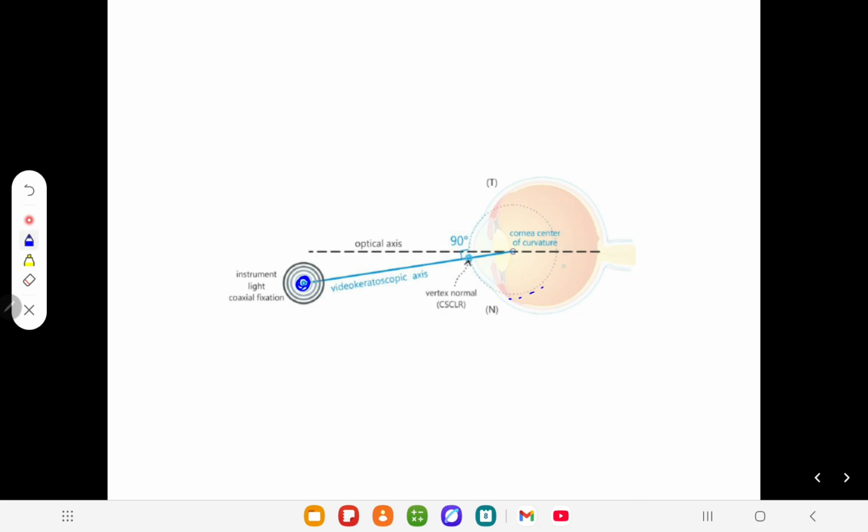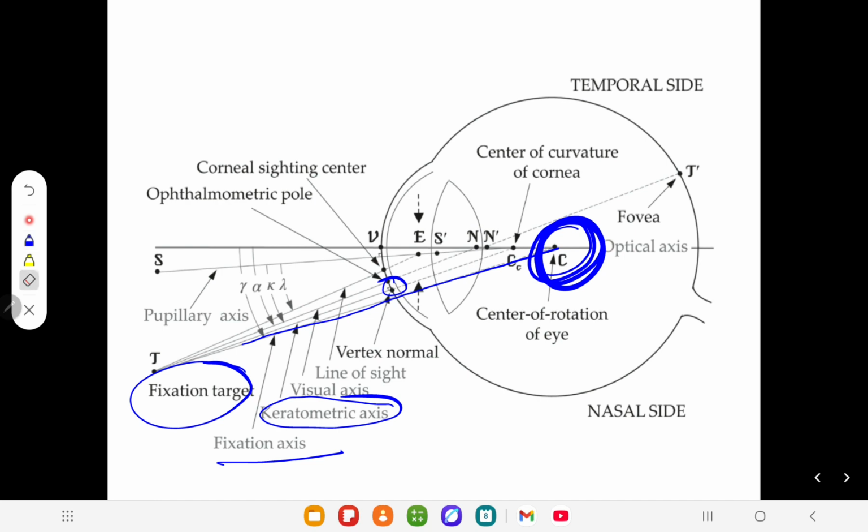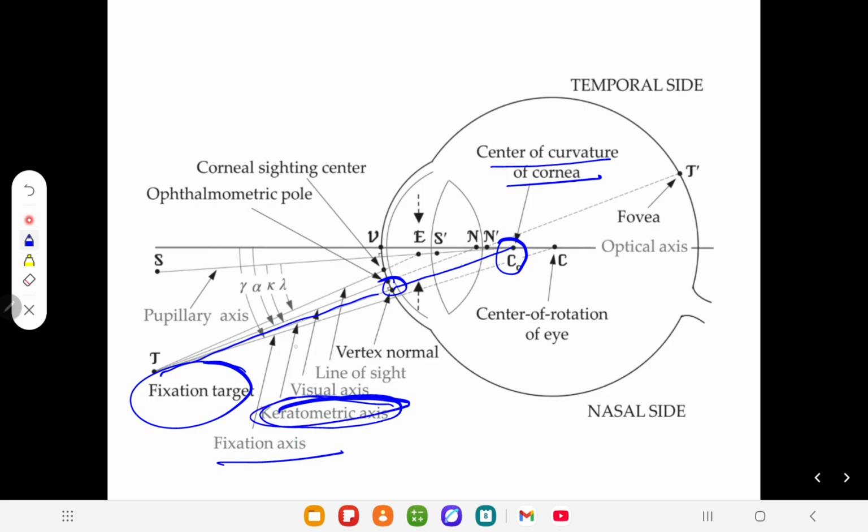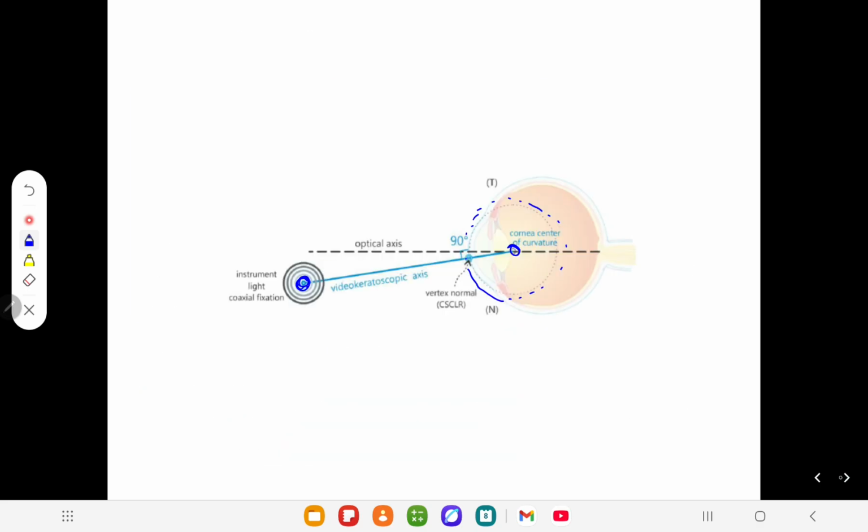This dotted line, which they make from the anterior cornea, is a circle, and this is the center of the circle. So let me show you in this figure. Can you see this? CC means center of curvature of the cornea, and it comes to this 90 degrees, and it comes to the direct fixation point, isn't it the keratometric axis? This is the keratometric axis. Keratometric axis means this.